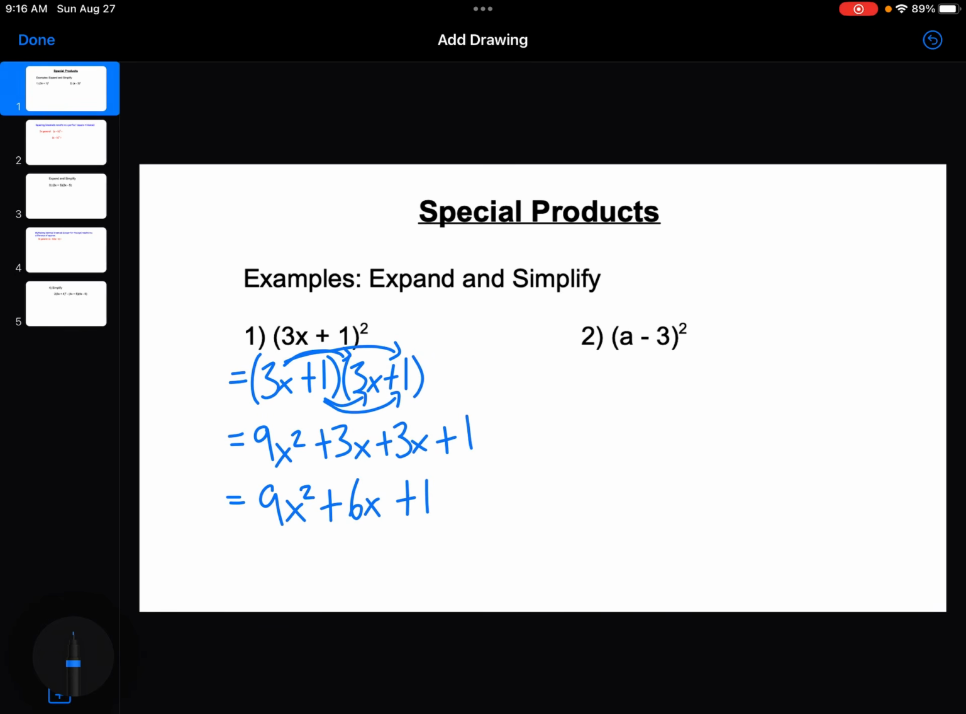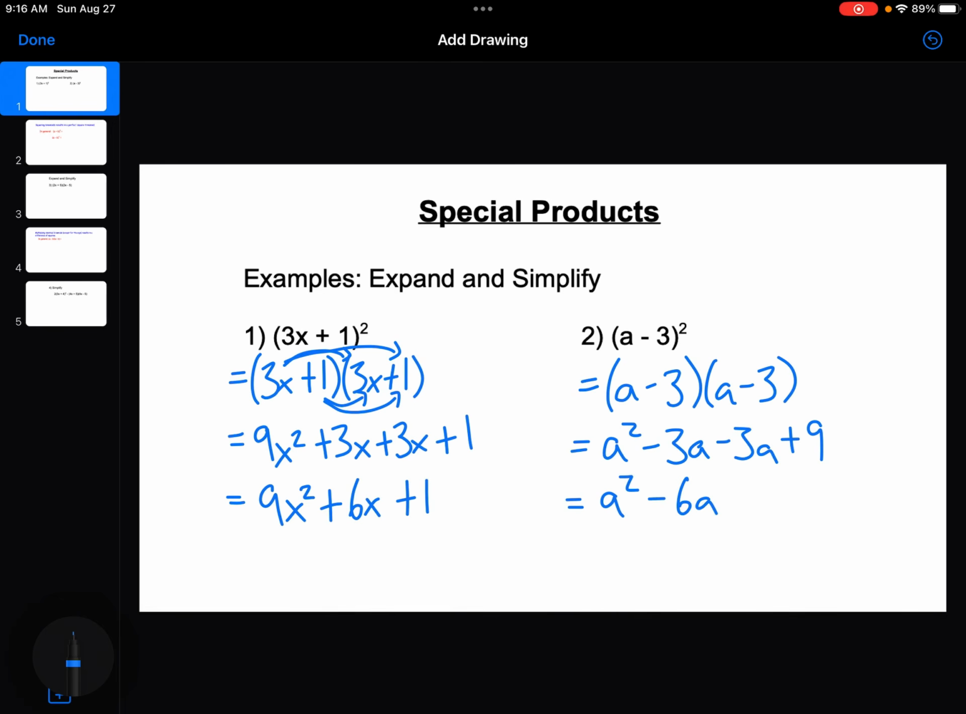Pretty easy to do. Okay, if we look at this next one, we're going to have the same thing. We'd have a minus 3 times a minus 3. First, outer, inner, last, we're going to get a squared minus 3a minus 3a plus 9. And that's going to be a squared minus 6a plus 9.